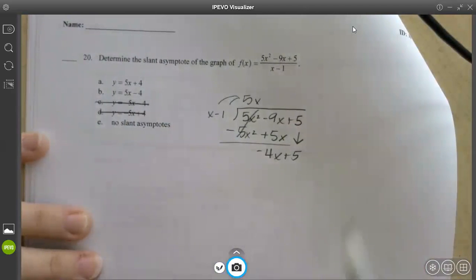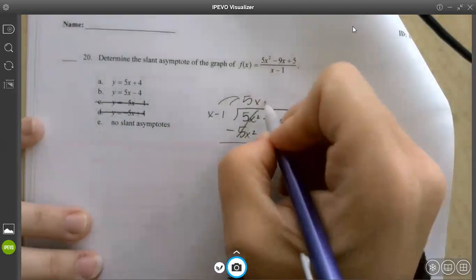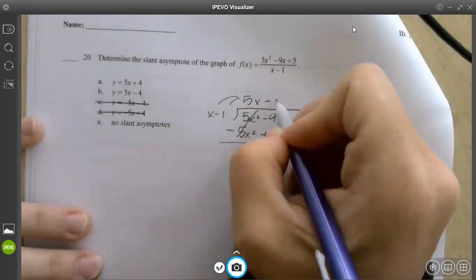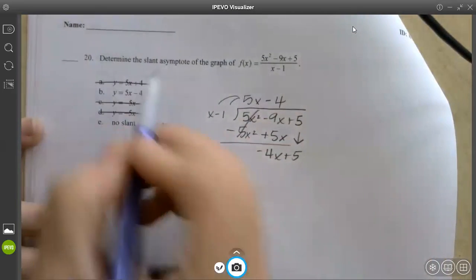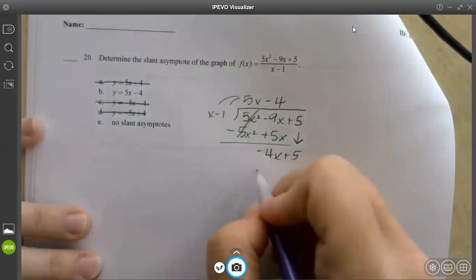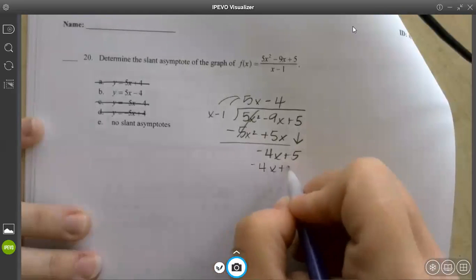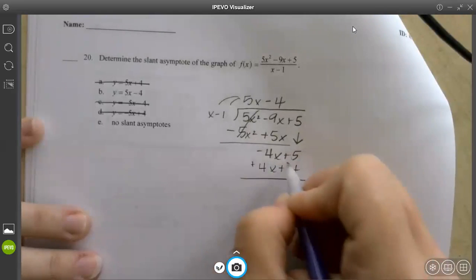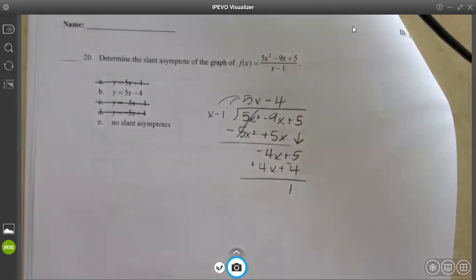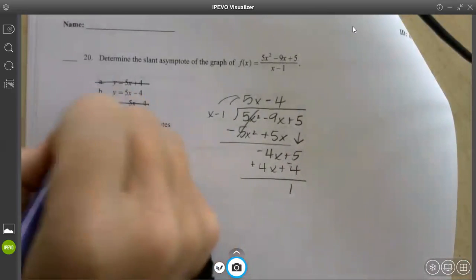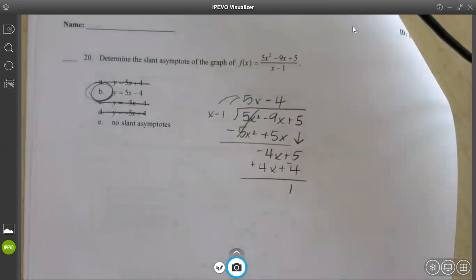X times what will give me negative 4x? Negative 4. So negative 4x plus 4, change the sign, we get a remainder of 1. The remainder doesn't matter. What matters is the stuff that's on the top.